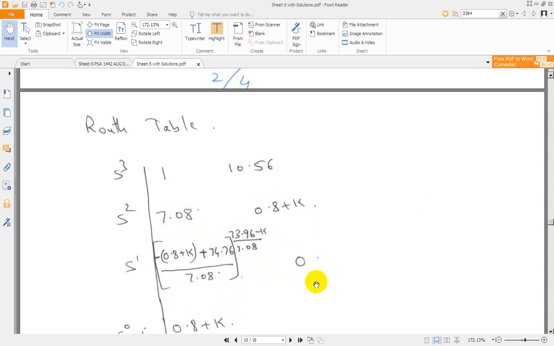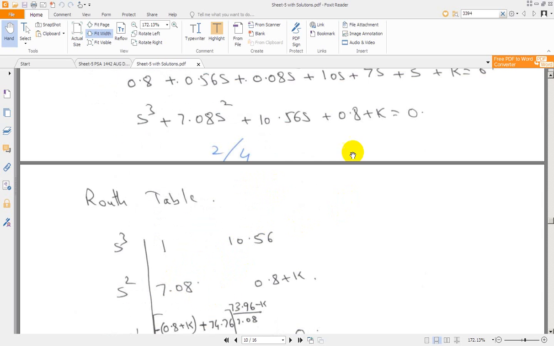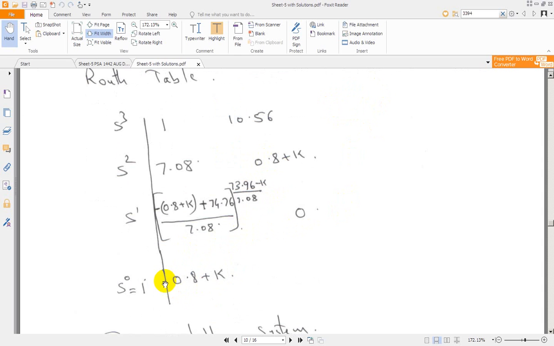And this parameter is equal to 0.8 plus k. Here we don't have any parameter, hence it becomes 0. This parameter will become 0 divided by 0.8 plus k, you will get 0. And coming to this parameter, 73.96 minus k divided by 7.08 into 0.8 plus k minus 0 value divided by 73.96 minus k divided by 7.08, you will get it as 0.8 plus k. We are getting the same parameter which is present in the constant. Okay, it means our calculation is right.